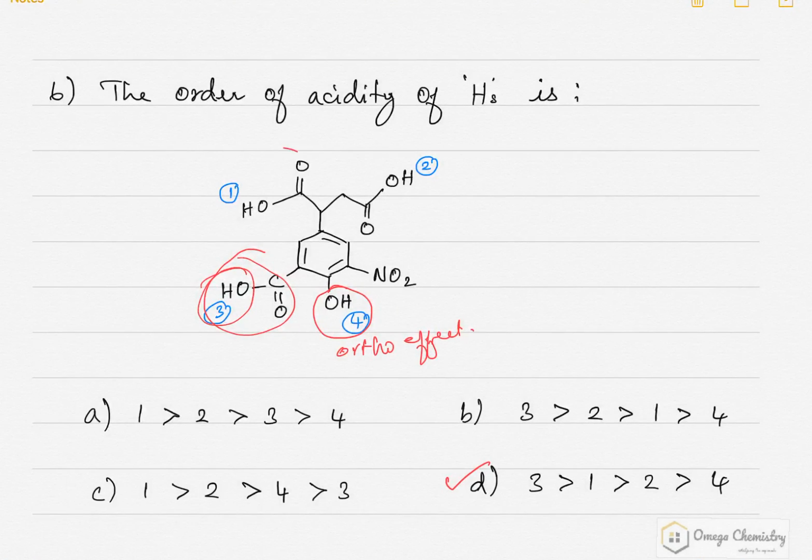And the second one is this carboxyl group, because it is present in the alpha position. A phenyl group is present, which is electron withdrawing group, whereas the same phenyl group is present at beta position for this carboxyl group. That's why this is least acidic.